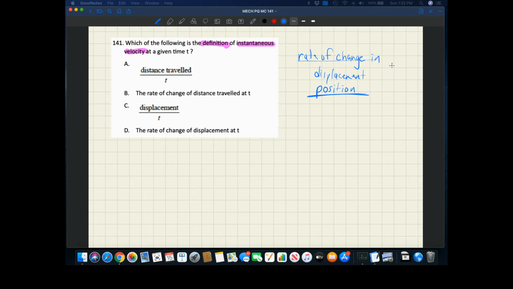So when we go to look at the choices now, we're going to look at all of them. Notice they use the word distance. That should be kind of a flag. We've got velocity and distance. The next one is distance. And then we have displacement and displacement. And so displacement over time versus the rate of change of displacement at time, it is d.